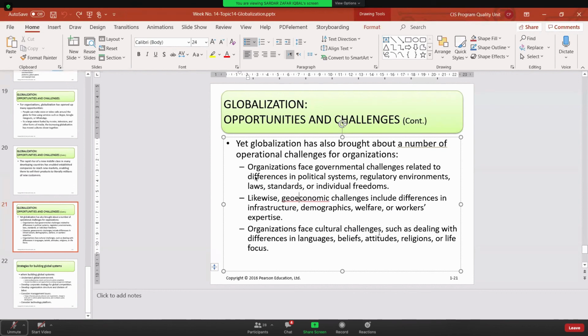Organizations face cultural challenges such as dealing with differences in language and beliefs. So it happens in all countries, I think, nowadays. Like here in our office in college, we have people from different countries, and sometimes we have to deal with the Arabic language in written form. Some can read, some cannot write, some cannot understand well. So these are all challenges. And in some countries, religion is a very critical thing. It is strictly followed, and they have issues with that in some countries. So these are the challenges for the business when we talk about globalization.